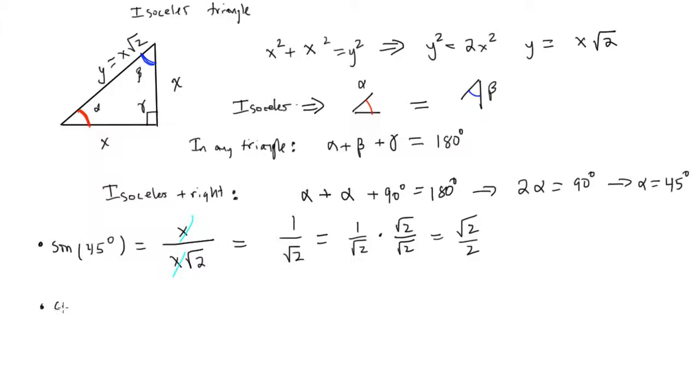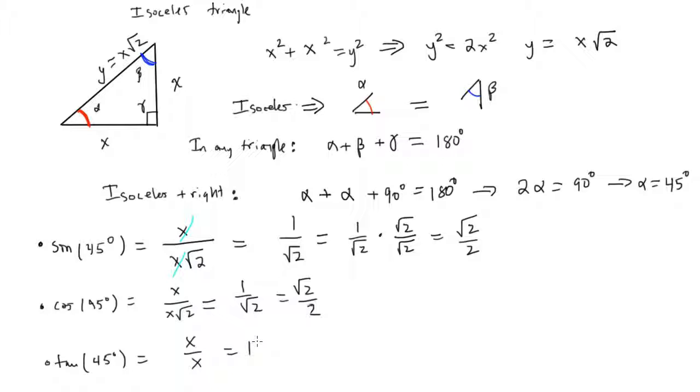Similarly, cosine of 45 is the adjacent over the hypotenuse. But by dumb luck, in this case, the adjacent and the hypotenuse, or excuse me, the opposite are the same, and so we actually get the exact same answer for this one. That's kind of special. Normally that doesn't happen, but it did in this case. And then lastly, tangent of 45 is the opposite over the adjacent, so x over x, which is 1.